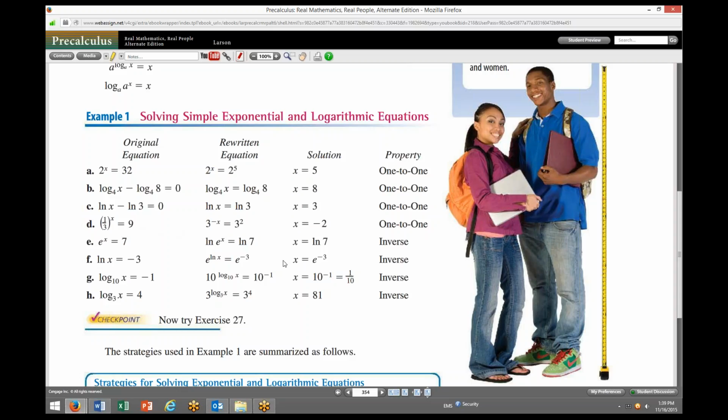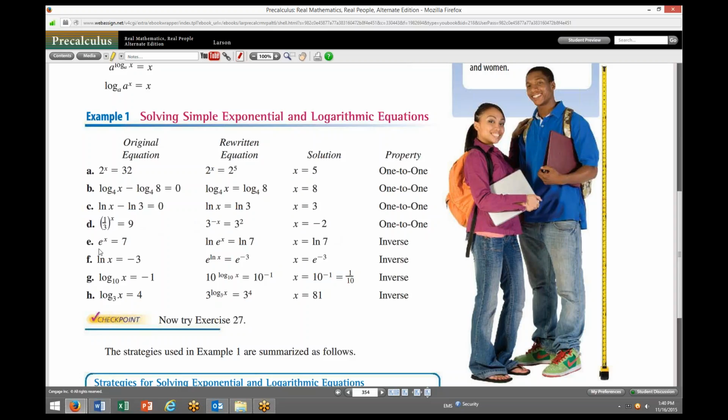So what's the point of all that? To make both sides of the equation have the same base. So since the base 3 to the -x equals the base 3 to the 2 power, then therefore -x equals 2, and then simply multiply by -1, x equals -2.